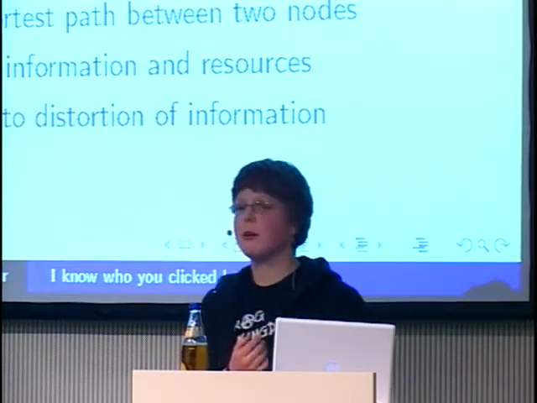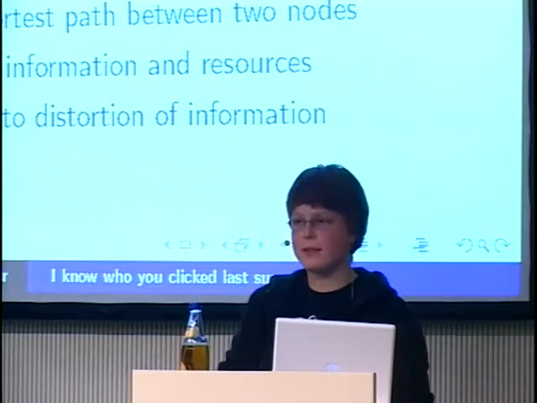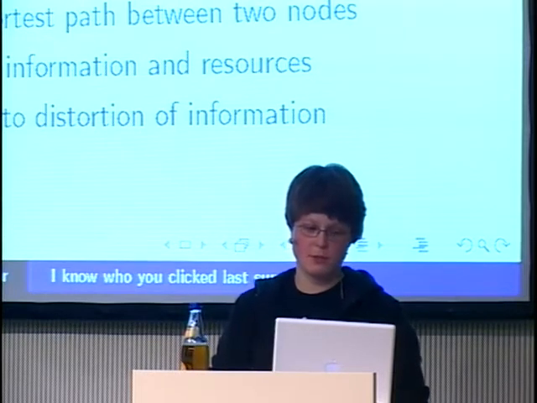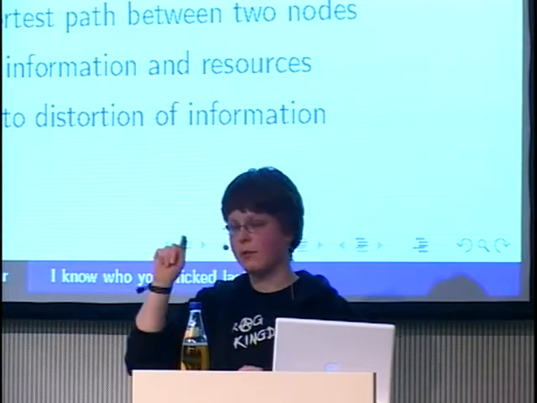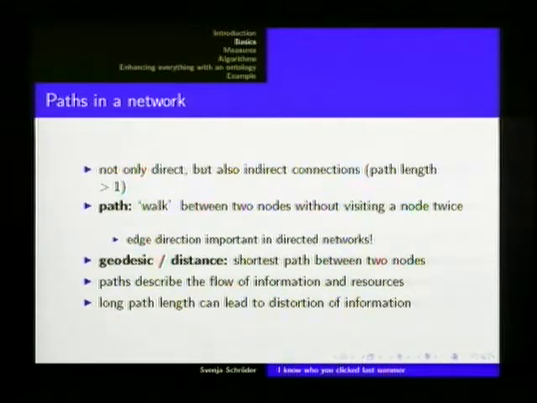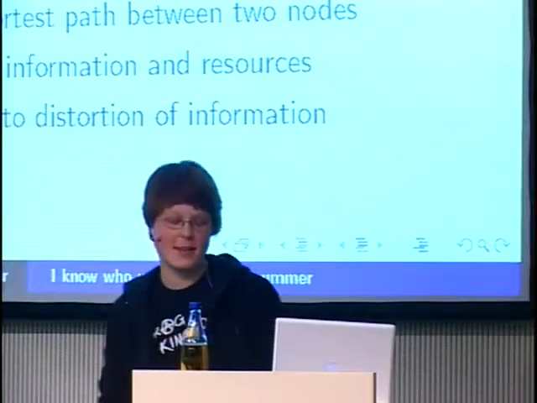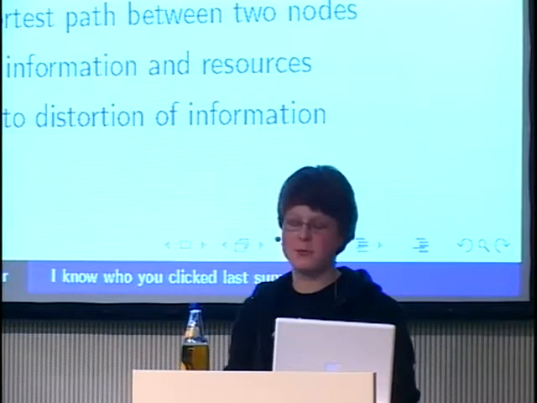Yeah, something about paths in a network. As I mentioned, no, I didn't mention that before. I'm sorry. There are not only direct connections, like an edge, an actor, an edge, and an actor. That would be a direct connection, but also indirect connections, which means he is a friend of a friend of a friend, and then you get path lengths which are bigger than one. So a path is a kind of walk between two nodes without visiting a node twice. It's a nice metaphor, I think, to walk between little nodes in the network.